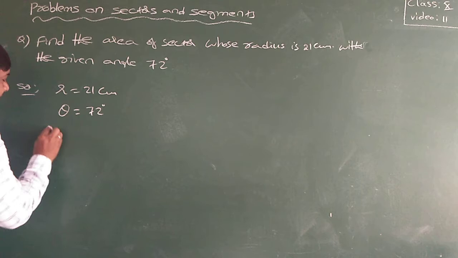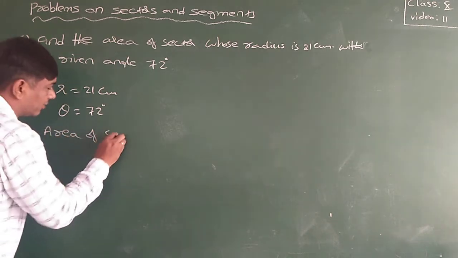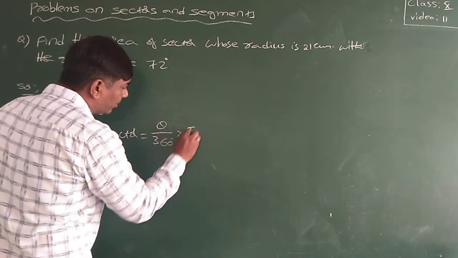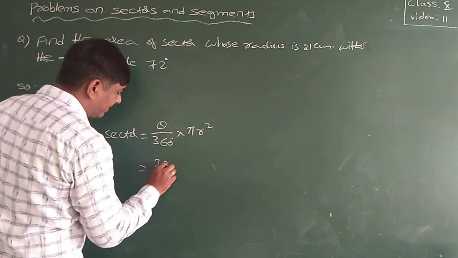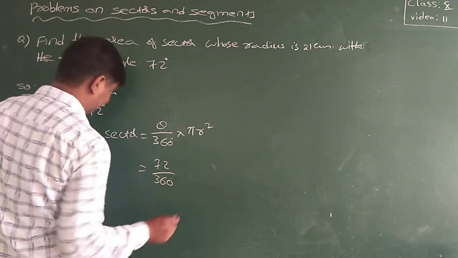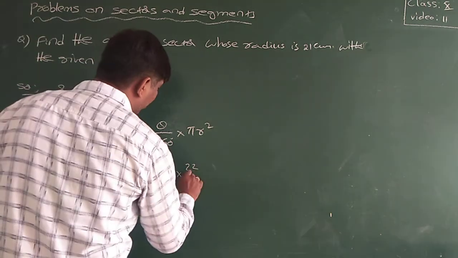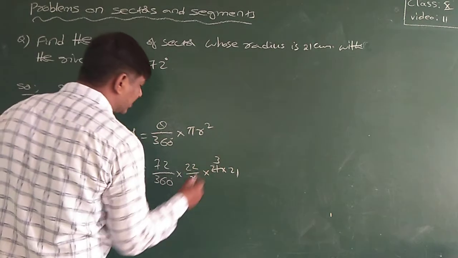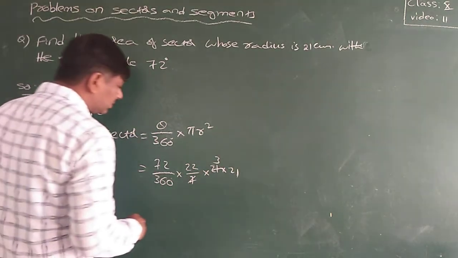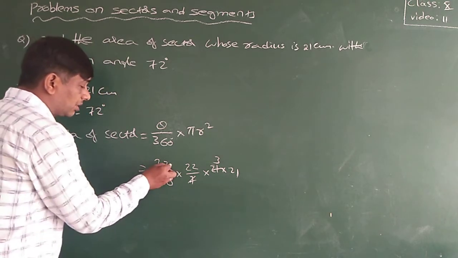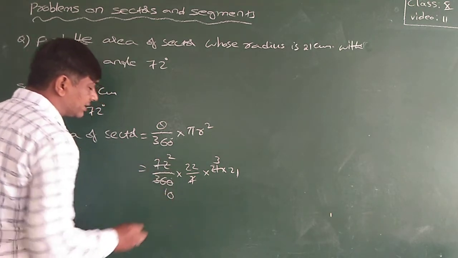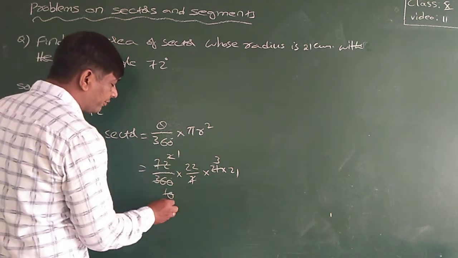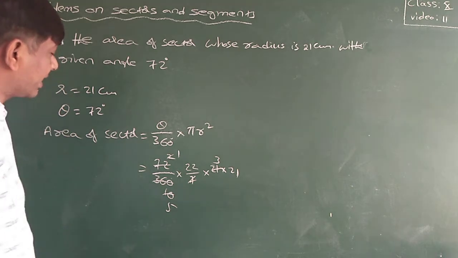Now the area of the sector formula: area of sector is equal to theta by 360 degrees into pi r square. That is 72 by 360 degrees into 22 by 7 into 21 into 21. 7 1s are 7, 7 3s are 21. Now 36 2s are 72, 36 10s are 360. Okay. Now 2 1s, 2 5s. Now I don't get any more cancellation, I think.